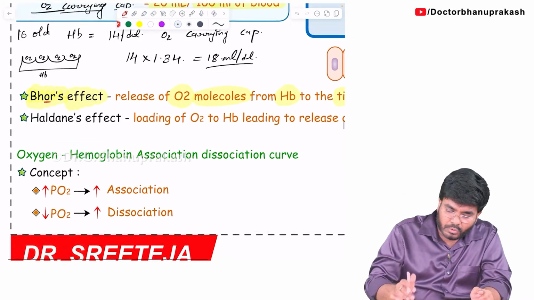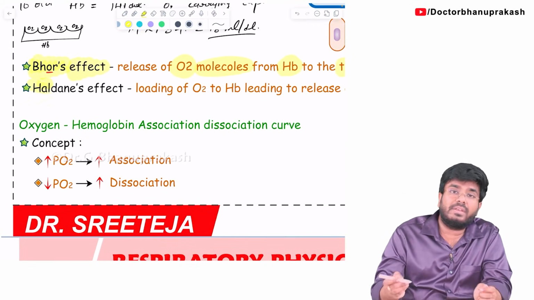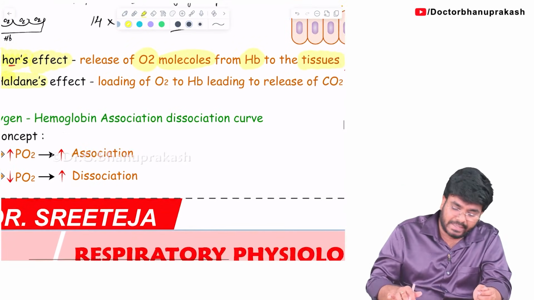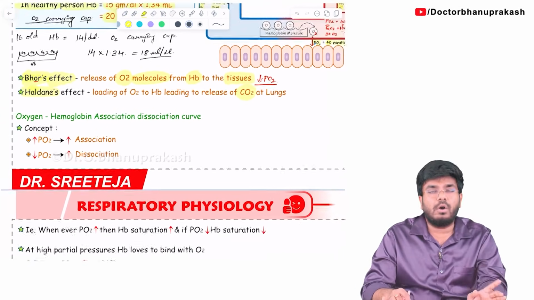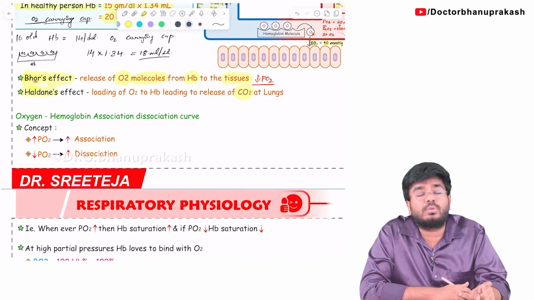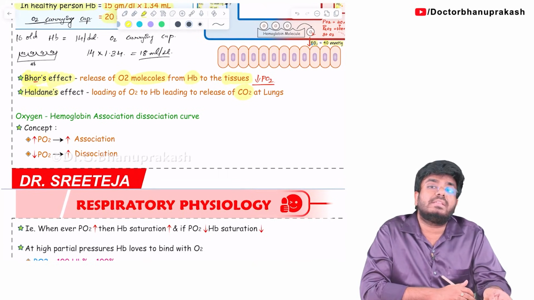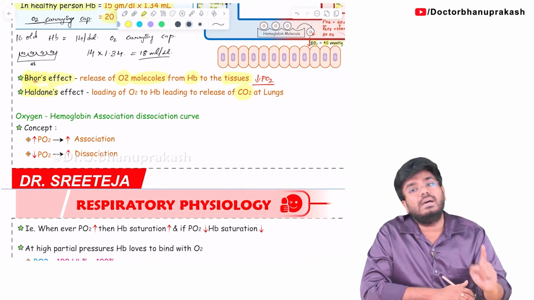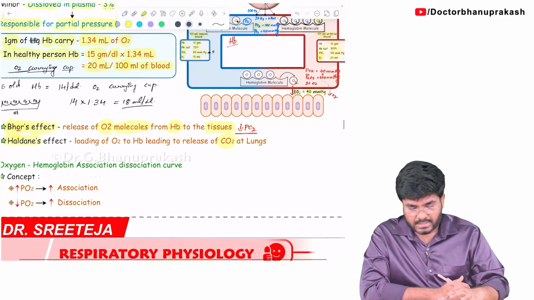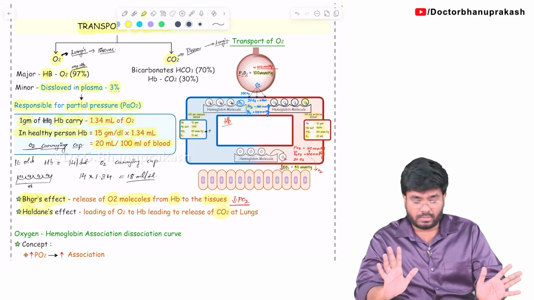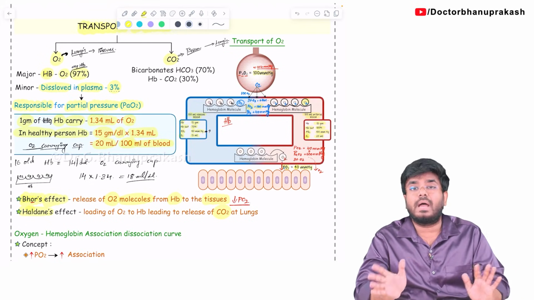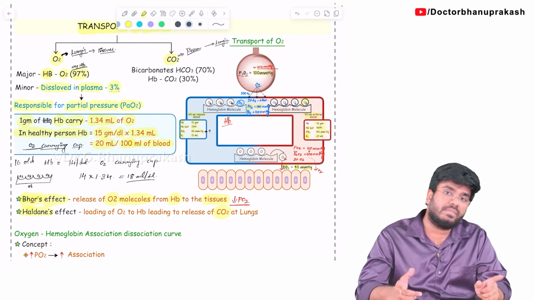Later, in the next videos, I will be explaining the Haldane's effect. What is Haldane's? Haldane's is the release of carbon dioxide. Okay, later we will discuss. But for now, Bohr's is the release of oxygen to the tissues. Haldane's is the release of carbon dioxide to the lungs. So these are the differences. Now you know how Bohr's is different from Haldane's. Bohr's is the release of oxygen, Haldane's is the release of carbon dioxide.